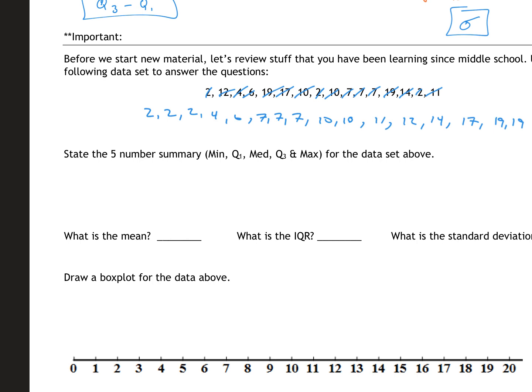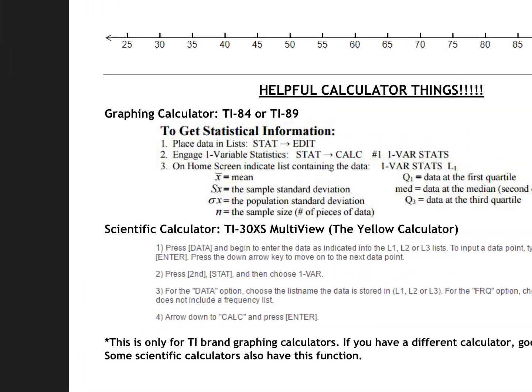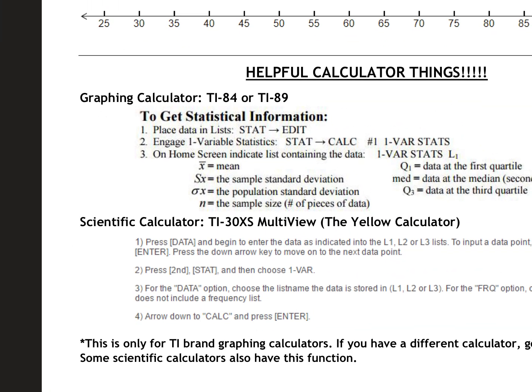So now here's where you can type them in the calculator. I would highly recommend typing them in the calculator and getting your information. Once again, you're going to go stat, edit, type everything in the calculator, and then engage your one variable stats. On the Zoom, I will show you how to do that. If you need help looking at that, please come talk to me. I will be glad to help you do that.